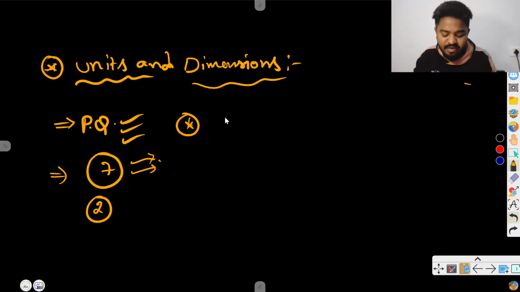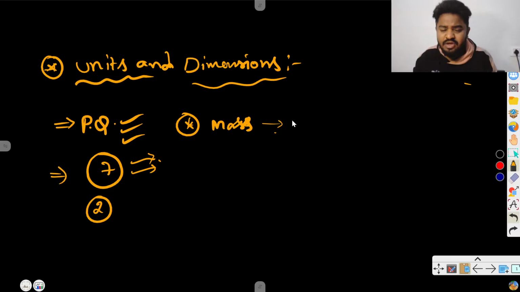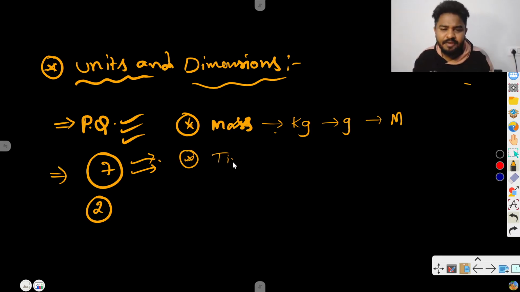First fundamental physical quantity, let me take mass. Mass is the first fundamental physical quantity. Its SI unit is kg, and CGS unit is grams, and the dimension formula we indicate with M. Then the second physical quantity is time. SI and CGS units are both seconds, and we indicate it with T. This is the symbol for the dimension formula; I'll tell you what the dimension formula is also.